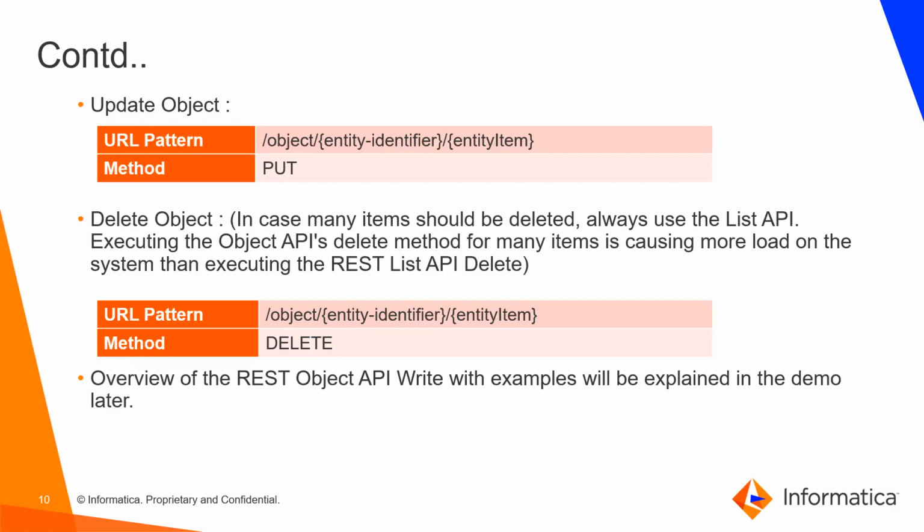Delete object. For bulk deletion of multiple items, it's recommended to use the list API. Using the object API's delete method for numerous items can strain the system. Opt for the REST list API delete for better efficiency. During our forthcoming demo, we'll provide an in-depth explanation of the REST Object API write functionality. The session will also include illustrative examples to showcase how these actions work.